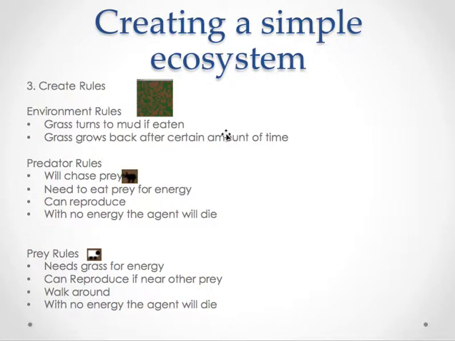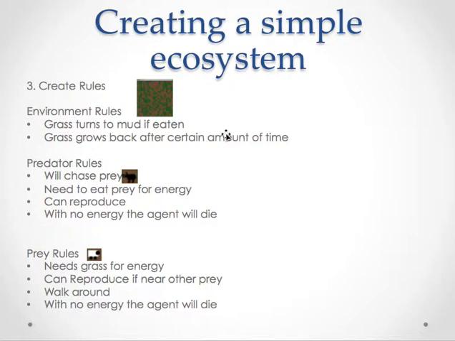Then we also need a rule set for prey agents. Prey agents have four rules, quite similar to predator agents, apart from they need grass for energy. If they run out of energy, they'll disappear. They can reproduce if near. And if the agent has no energy, then they'll die.